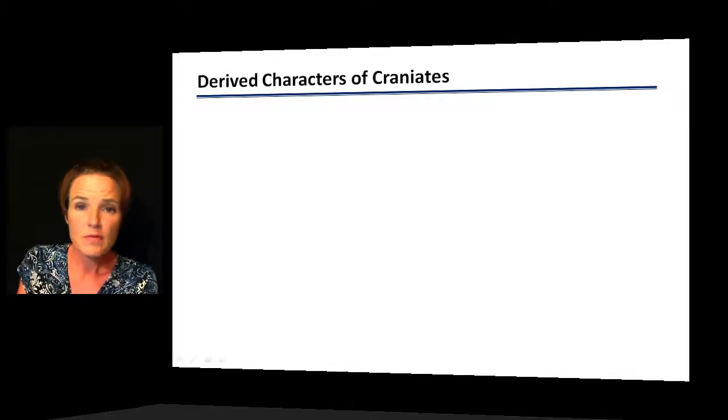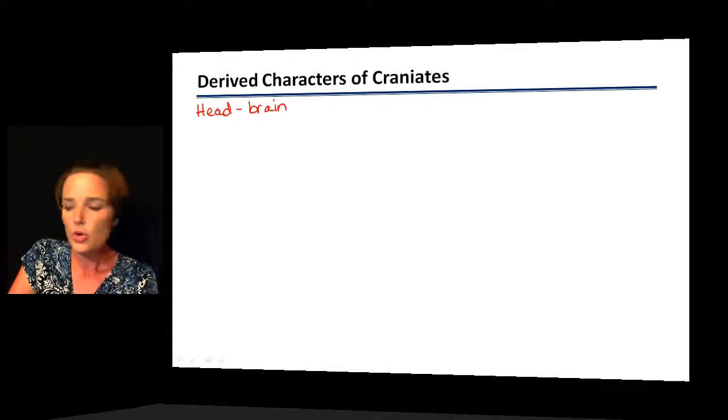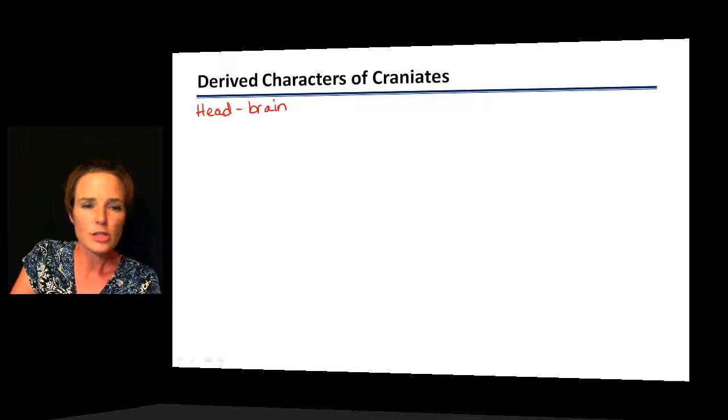If we talk about some of the derived characteristics of the craniate group, first off, they do have a head. So as far as what the head is going to entail, this is going to have a brain, and it's also going to have a lot of sensory input. So you may have eyes and other structures that can collect that sensory input, which can then be processed by the brain. This is also going to be located on the anterior end of the organism.